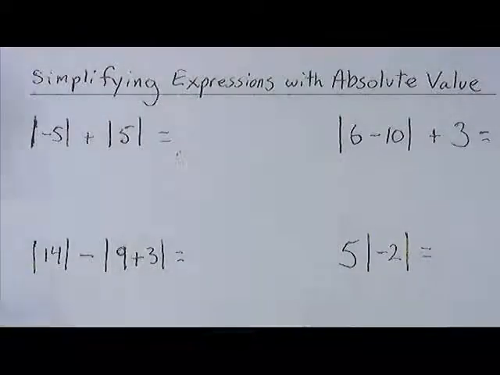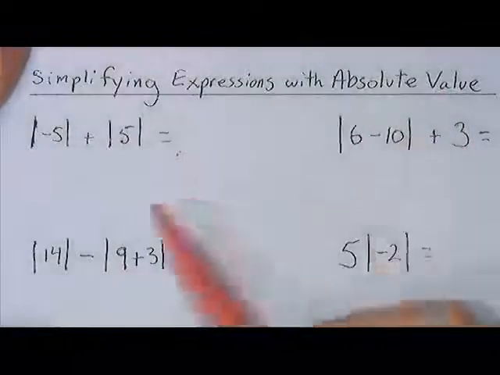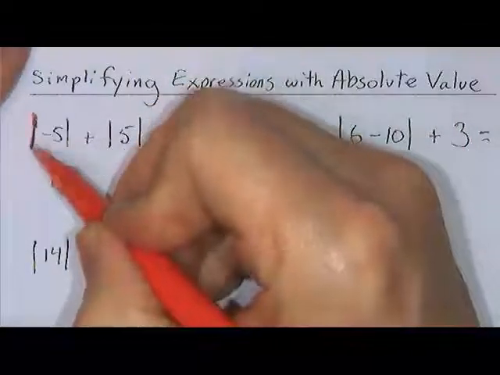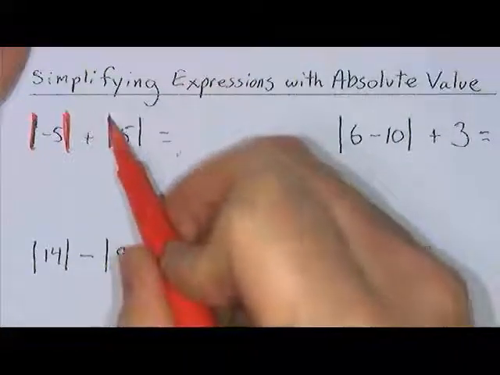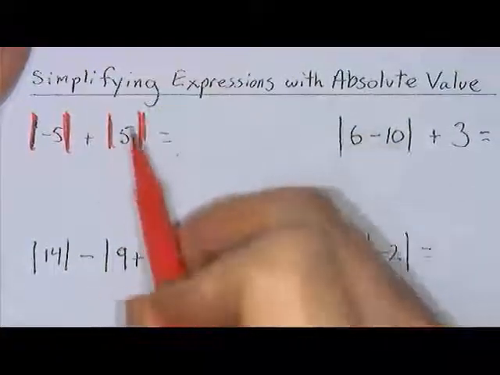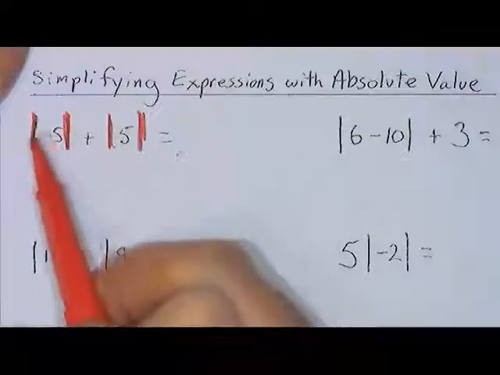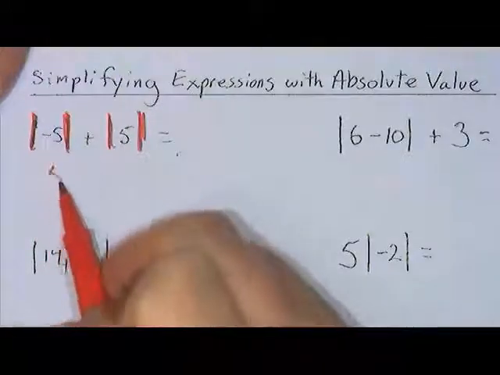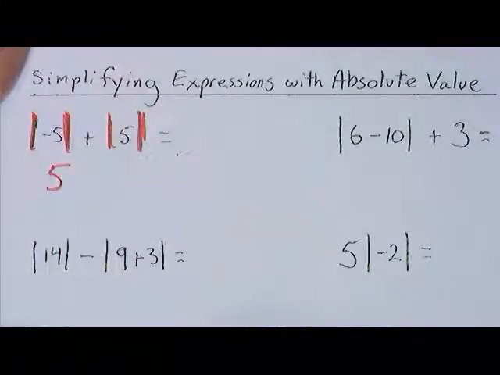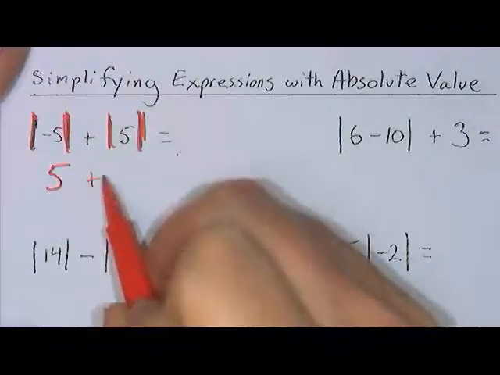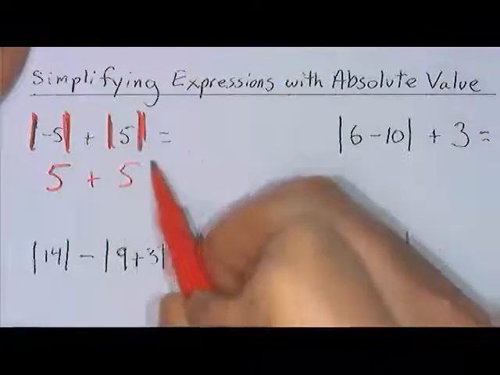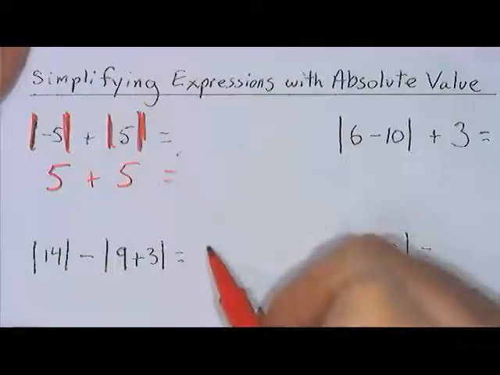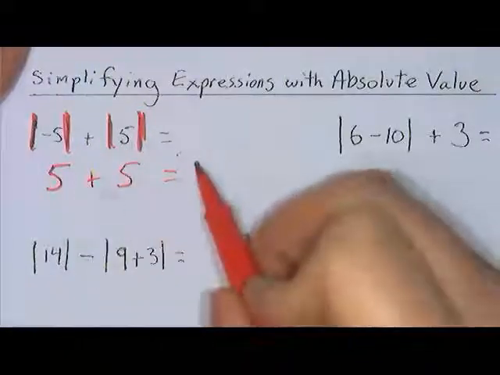Okay, now we're going to simplify expressions with absolute value. So notice the absolute value symbol is here. Here's the absolute value. That means how far away from 0. Negative 5 is 5 spaces from 0. Plus this 5 is 5 spaces from 0. 5 plus 5 is 10. The answer is 10.